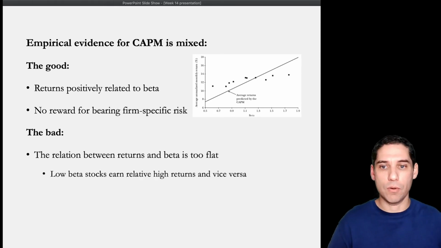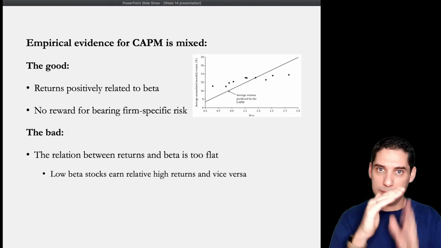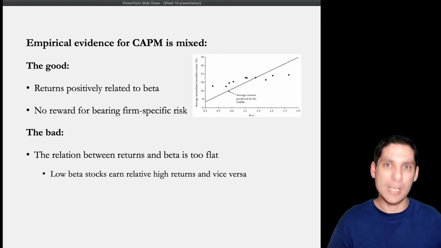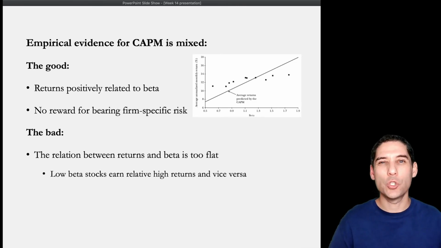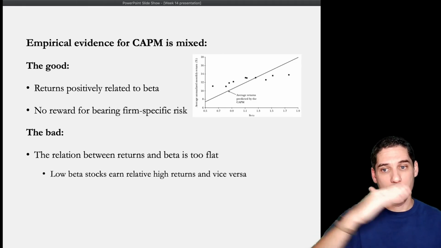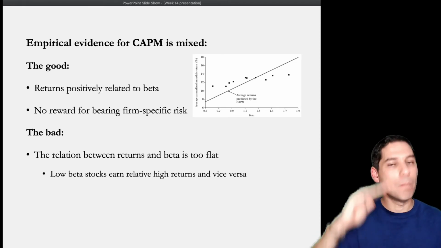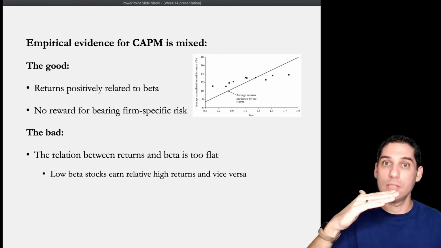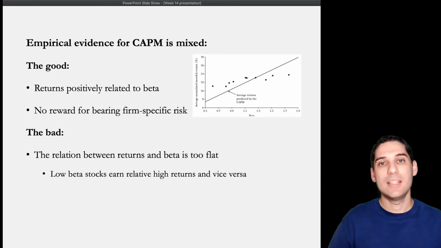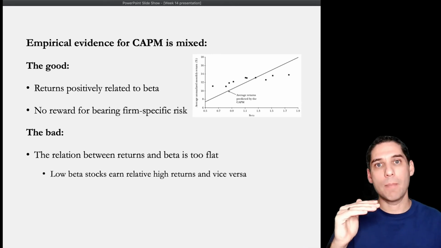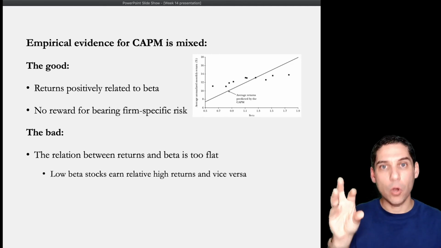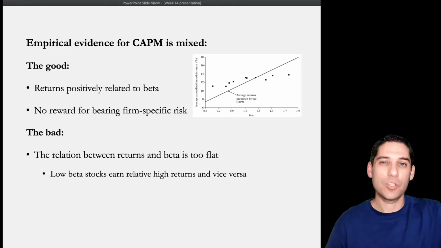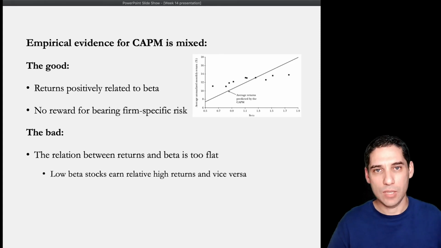But not everything is great. One thing we observe from that data is that the relationship between observed historical returns and those companies' beta is too flat, meaning it's not steep enough. The main takeaway is that, yes, returns are positively related to beta, good, but not as much as CAPM says they should. Low beta stocks earn higher returns than what CAPM says they should earn, and high beta stocks actually earn lower returns than what CAPM says they should earn.